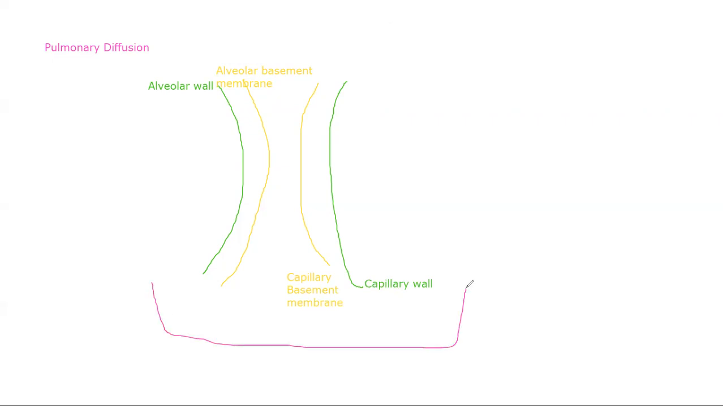Okay, all four of these things together make up the respiratory membrane. Respiratory membrane is what the gases need to diffuse across. So 4 parts of the respiratory membrane: the alveolar wall, the alveolar basement membrane, capillary wall, the capillary basement membrane, and then we're going to have oxygen over here. That's going to diffuse from the lungs into the blood, and we're going to have carbon dioxide over here. That's going to diffuse from the blood into the lungs, and that's the gas exchange.